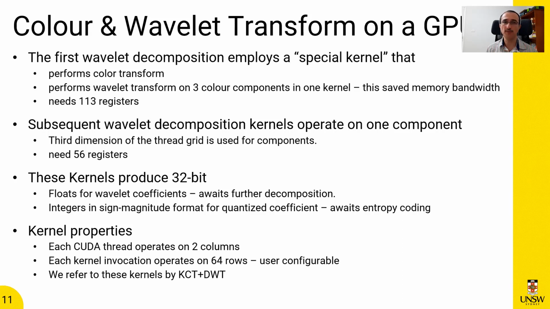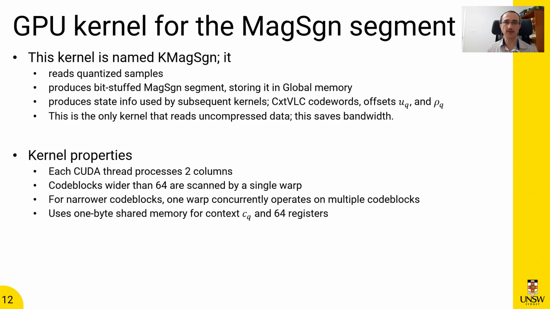Each CUDA thread operates on 2 columns. However, a warp comprising 32 threads can only produce a number smaller than 64 columns of coefficients because of the overlapping nature of the wavelet transform. The first entropy kernel is the magnitude sign kernel, denoted by Kmag sign. It reads quantized coefficients and produces the magnitude sign segment. It also produces some state information used by subsequent kernels. Compared to other implementations, we save bandwidth by reading uncompressed data in this kernel only.